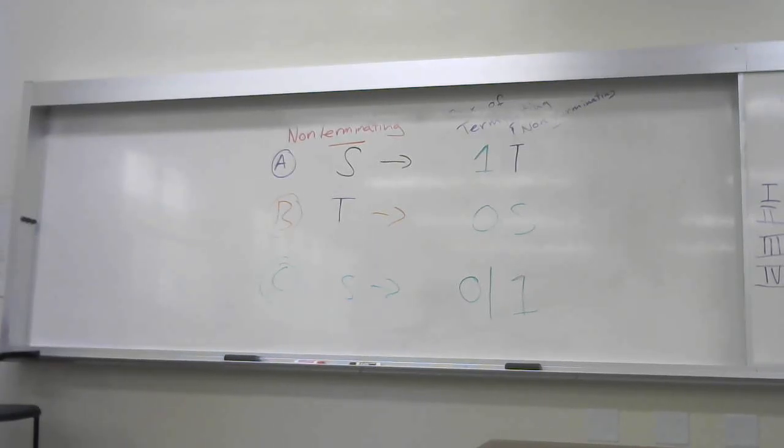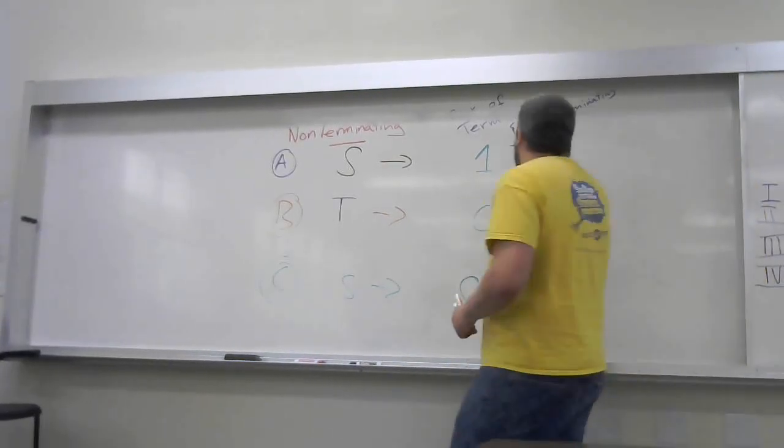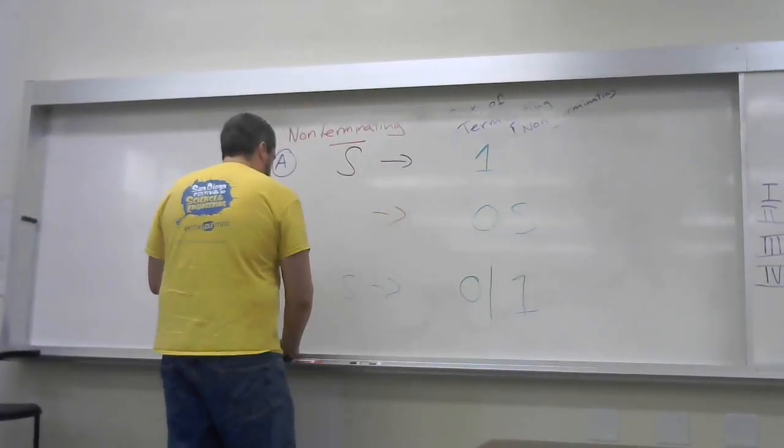So if I start with S, I can generate 1 T, which can generate 0 S, but I can't ever get 1 1. If I start with T, I can get 0 S 1, but I can't get 2 zeros in a row. Right? So you can absolutely do that as well. So that won't generate any of our sentences, so let's try this again.